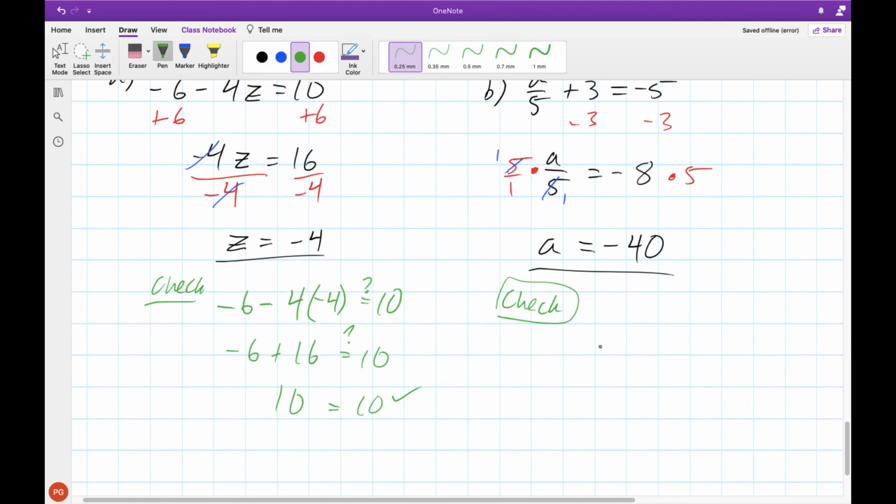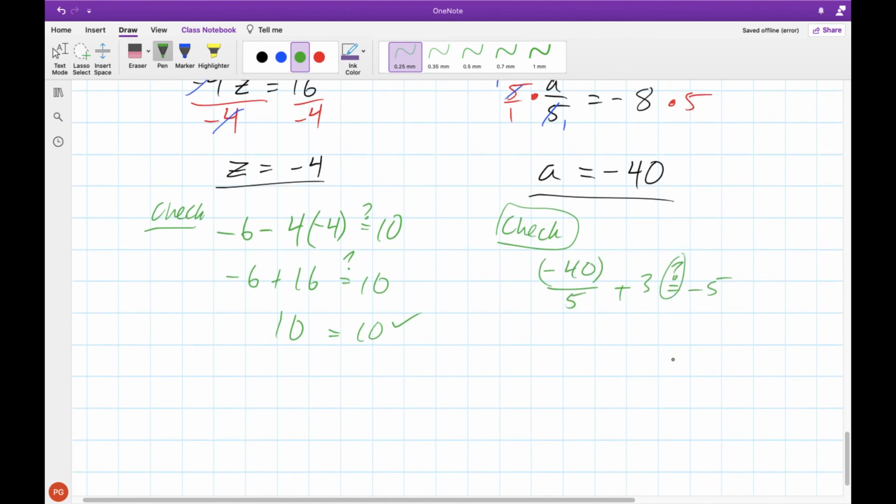Again, we want to check our answer, so we would substitute in negative 40 and see if both sides of our equation match. Negative 40 over 5, that's like negative 8. Negative 8 plus 3 is negative 5, and we get both sides of our equation to match. We know we got the right answer.